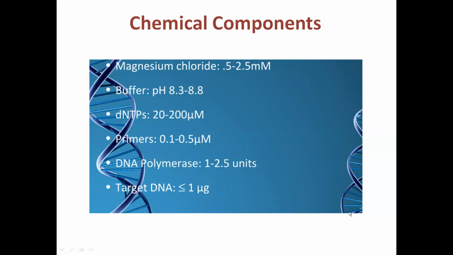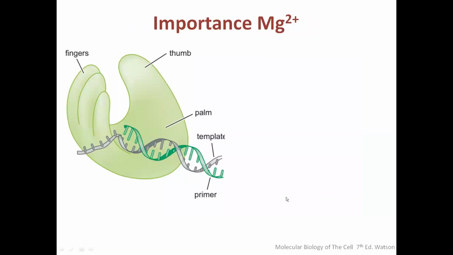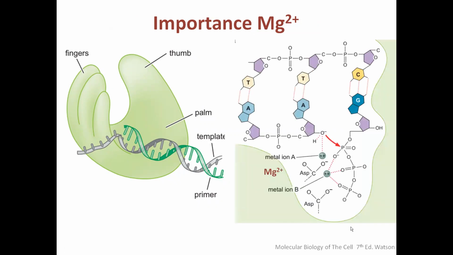So what is the importance of magnesium in this case? This is the DNA polymerase. It has a hand shape. This is the palm, this is the thumb, the finger, and the palm. Here the addition of the new nucleotide takes place. So there is the importance of the double positive ion, magnesium.